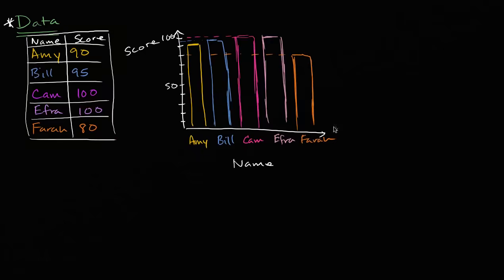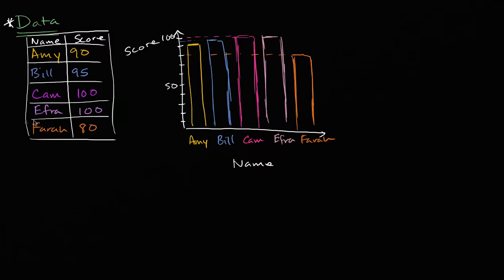And here we see it in visual form, but it has the same information. You can look up someone's name and then figure out their score. Amy scored a 90. Bill scored a 95. Cam scored 100. Efra also scored 100. Farah scored an 80.